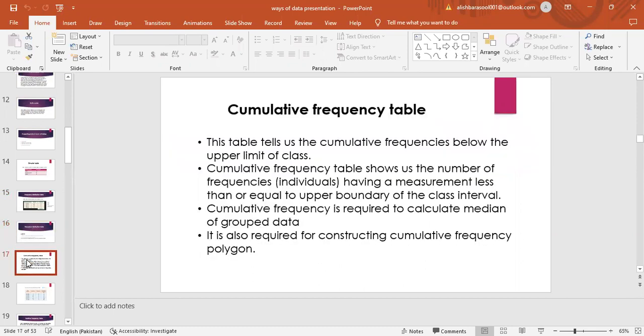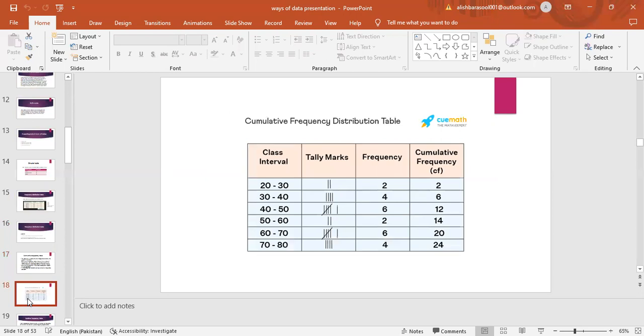Cumulative frequency table. This table tells us the cumulative frequencies below the upper limit of the class. A cumulative frequency table shows us the number of frequencies having a measurement less than or equal to the upper boundary of the class interval. Cumulative frequency is required to calculate the median of the grouped data. It is also required for constructing the cumulative frequency polygon. The following is an example of the cumulative frequency distribution table.